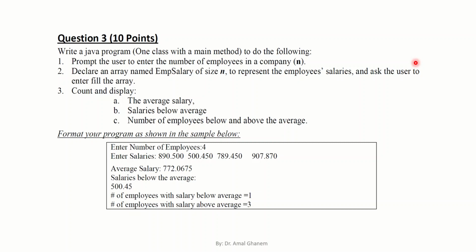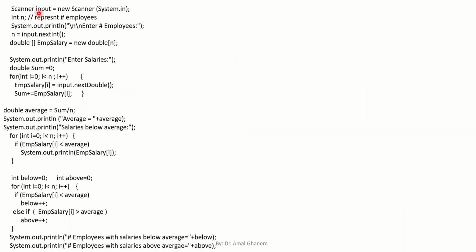Bismillah ar-Rahman ar-Rahim. We will continue with the same question we did in the previous session, which was talking about employees and salaries. We did the Java program to read the number of employees, to read their salaries, and then output the average, the salaries below average, and the number of employees below and above the average. And we had this coding of declaring and doing the input and output.